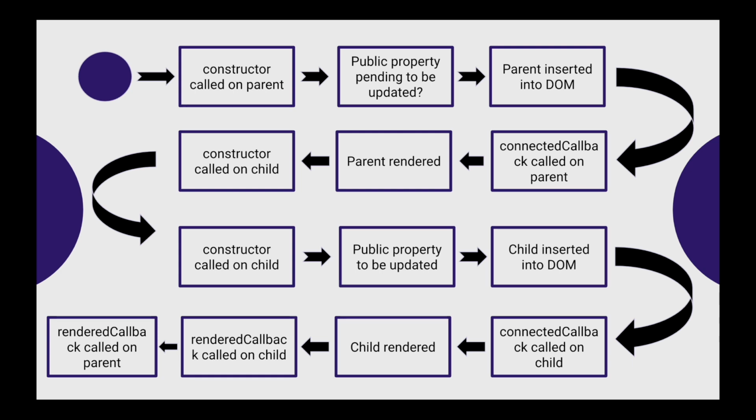After the value has been assigned to the public property, the parent component will be inserted into the DOM. After the parent component is inserted into the DOM, the connected callback will be called on the parent component. Then the parent component will be rendered. After the parent component is rendered completely, the constructor will be called on the child component. And after the constructor is called on the child component, the public property is to be updated.